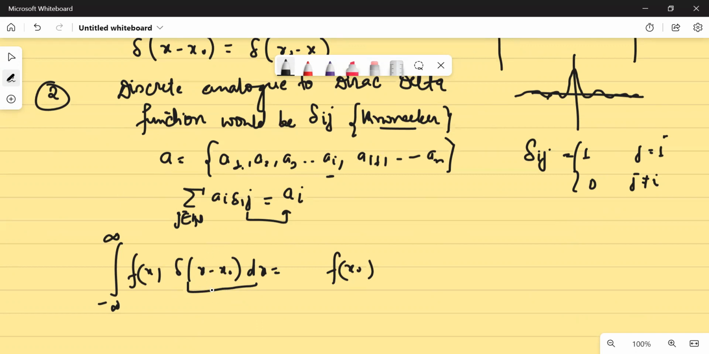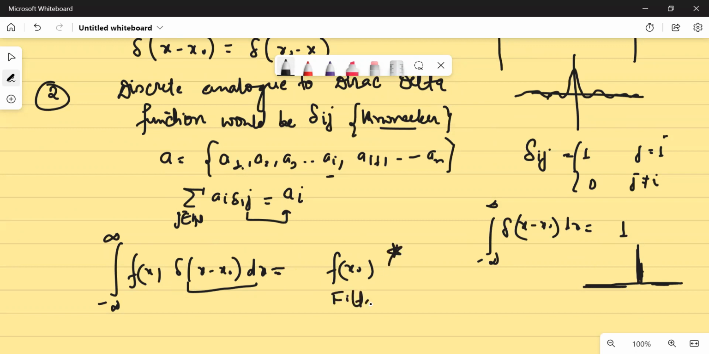At x tending to x naught, or you can say as x equals x naught, this would no doubt be an infinite case, but understand that the integral from minus infinity to infinity of Dirac delta of x minus x naught dx would be equal to 1 exactly at x equal to x naught, because for all other points the area would be 0. So the only area that exists is here. This area would give you 1, and at x equal to x naught your function will become f of x naught. So remember, this property is your filtering property. It filters out the value of the function at a point.